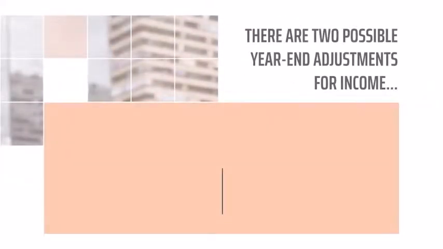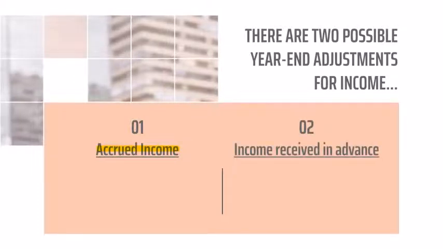Now, there are two possible options for income. The first option is accrued income. What that means is that we have earned income, but the client hasn't paid the business yet. The client actually owes the business money for something that the business already did during this financial period. And the other option is that we haven't earned the income, but we received it in advance. In other words, the client was a little bit trigger happy or overeager and already paid the business for something that the business hasn't earned the money for yet.